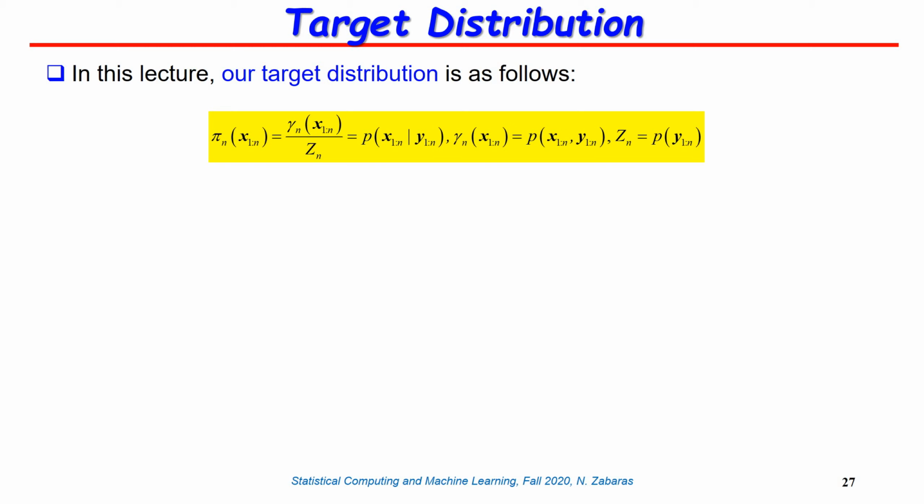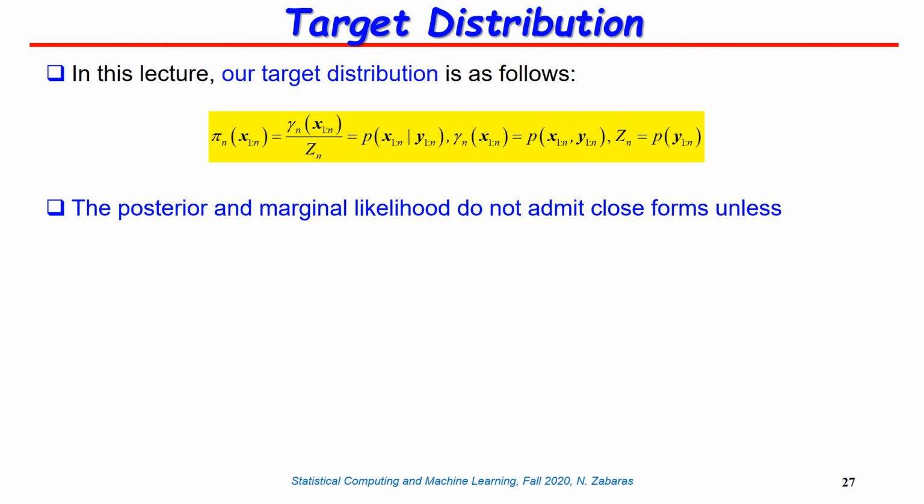So gamma n is going to be the unnormalized posterior. And the unnormalized posterior, remember, in our problem is nothing else but the joint distribution of x from 1 to n and y from 1 to n. And one more piece of notation. The normalization factor here, I'm going to denote this as Zn, and the normalization factor is nothing else but the probability of the observations y from 1 to n. Okay? Now, again, if the model is linear Gaussian, I can compute everything I need in a closed form solution.